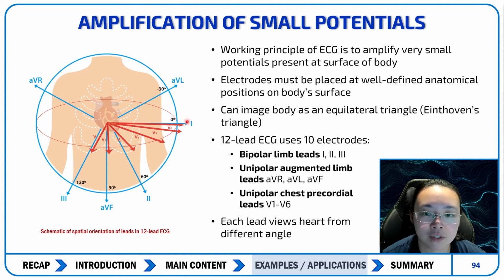So if you take a look, there's actually 2 triangles now. One from here, another one from here. And then you have unipolar chest precordial leads. So these are the red ones going across. So what this does is give you a bunch of different directions of potential that you can measure. And each lead is going to view the heart from a different angle to see if there's anything wrong with its signal propagation.